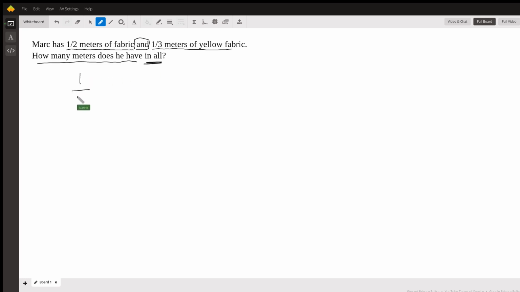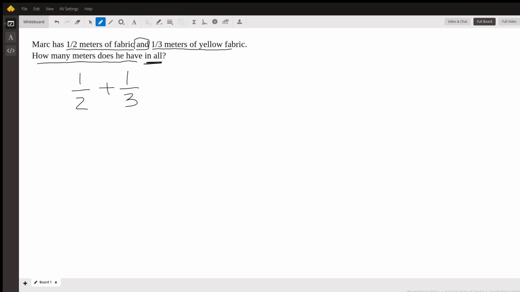So I'm adding 1/2 to 1/3 meters of fabric. Now, there's a saying that I have that when you have fractions, to add or combine them, they must be the same kind. And by same kind, I mean they need to have the same denominator. So we have two fractions, and they now have denominators of 2 and 3. We need to find what's called the least common denominator so that we can add these two fractions together.